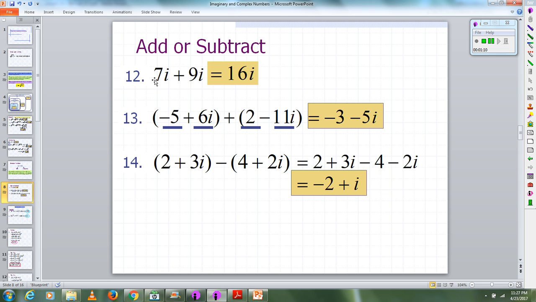When you add, you just go ahead and add the coefficients. Think about adding like terms. You only add the coefficient in front of the i. So 7 plus 9 is 16, and then bring the i along. You don't add the i.